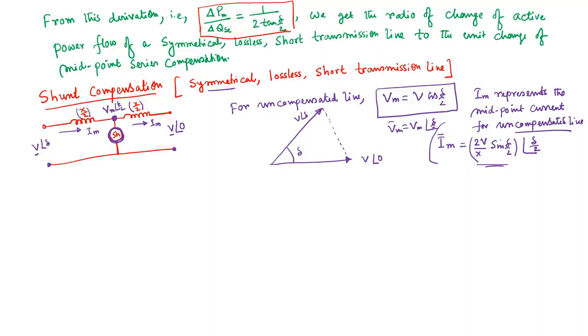Now, what we have to see is what will be the effect of this shunt compensator. This shunt compensator draws a certain amount of current. Let us consider that this current is del ISH, which is drawn by the shunt compensator through this midpoint. So, when it draws like this, the current flowing through the left half and right half of the shunt compensation will get changed.